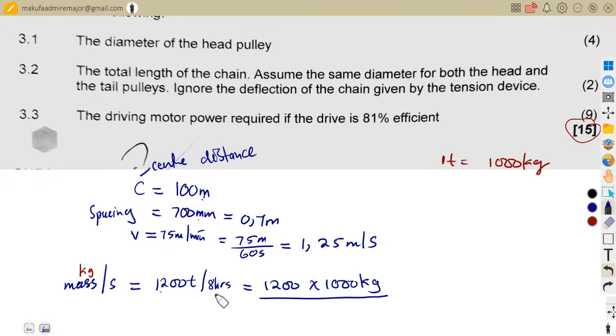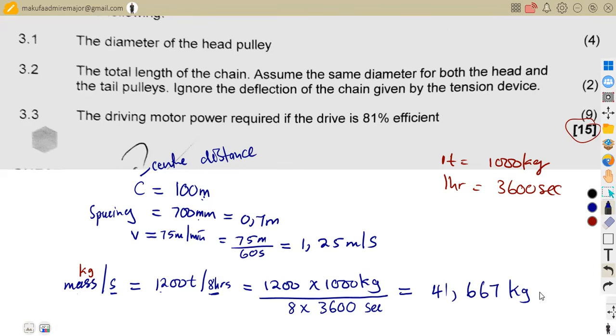Everything over the time in hours to be converted into seconds. 1 hour, remember, is equivalent to 3,600 seconds. So we are going to divide by 8 hours times 3,600 seconds, so that the time is in seconds and we obtain our mass in kg per second. If you do this, you are going to obtain your mass as 41,667 kilograms per second. So be careful on that part.